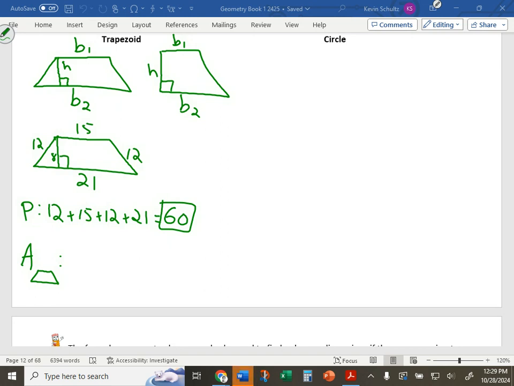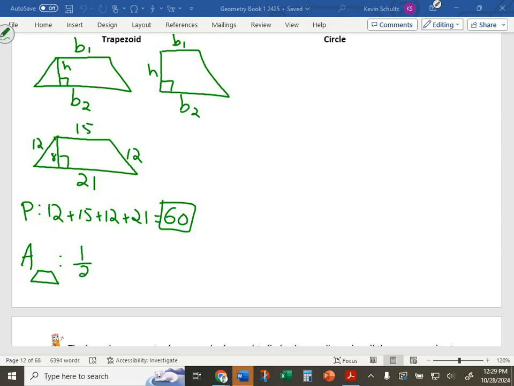Okay, I'm thinking because it has two extra triangles, maybe that makes it one half base one times base two times height, divided by 2. Very close. You missed one little piece.